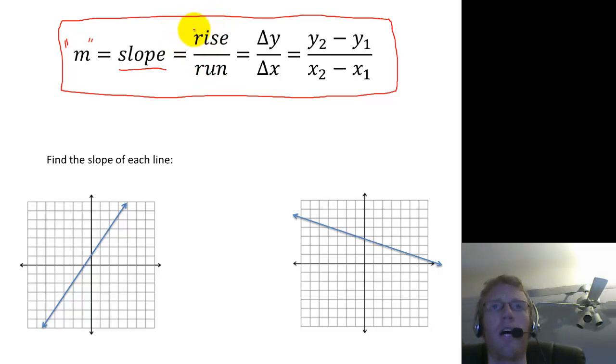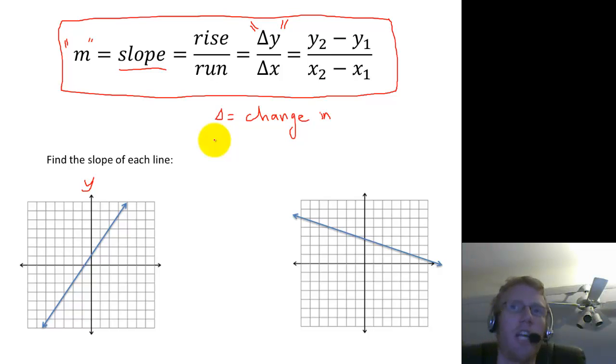So you can write the rise, so the rise is on the y-axis. You can write it as this thing called delta y. This symbol delta, it means change in. So delta anything is change in whatever follows it. So delta y is change in y, delta x is change in x, delta elephant is change in elephant, delta happy face is change in happy face. It doesn't matter what follows the delta. The delta itself just means a change in whatever that variable is.